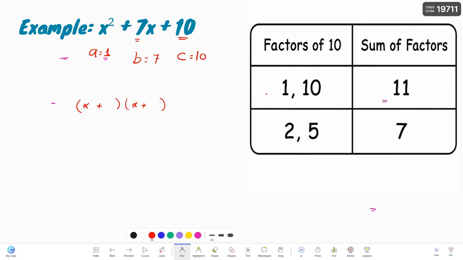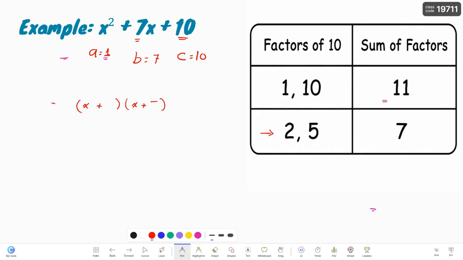So here to the right, we have all the possibilities of the factors that give us 10. We have the first possibility 1 times 10 or 2 times 5. On the other hand, we have here the sum. 1 times 10 is equal to 10, but the sum of 1 and 10 is equal to 11. And here we have 2 times 5 is equal to 10 as well, but their sum is equal to 7. So we're going to choose the second choice here, since we are looking for the sum equal to 7 and the product equal to 10.